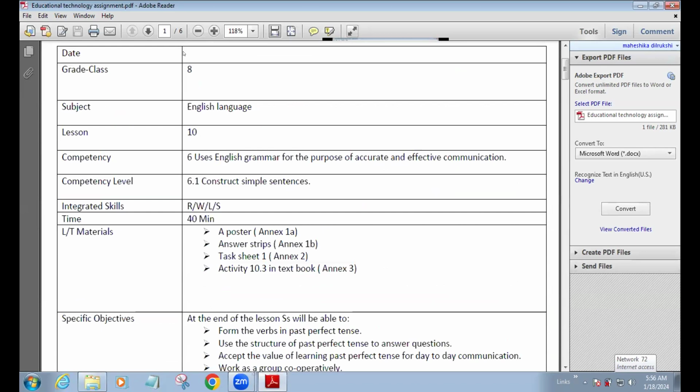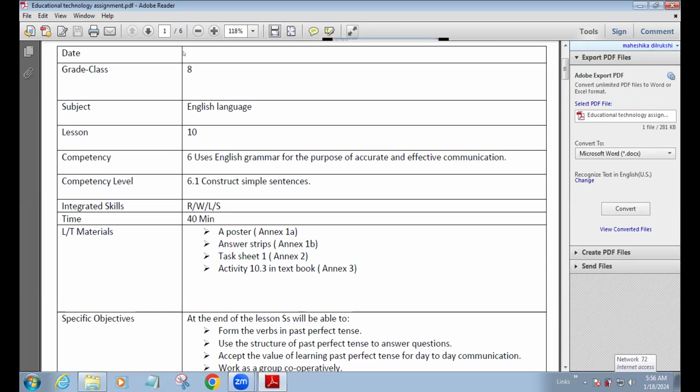First, the pluses. Your presentation is good. I like it and it's very clear. And your lesson plan has all the components. That is also a good point. And the selection of competency level, integrated skills, and everything is perfect, and time for each and every step, everything is thought about, really good.